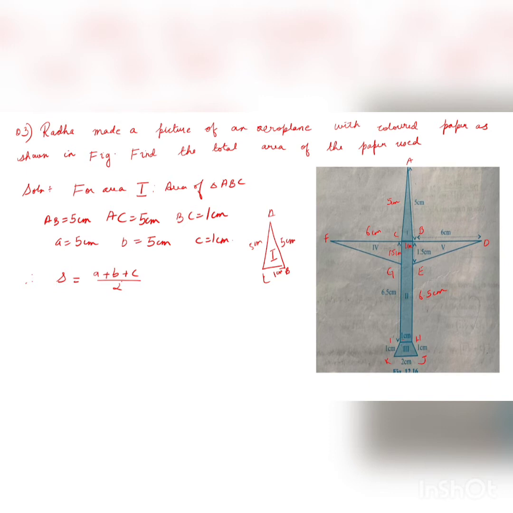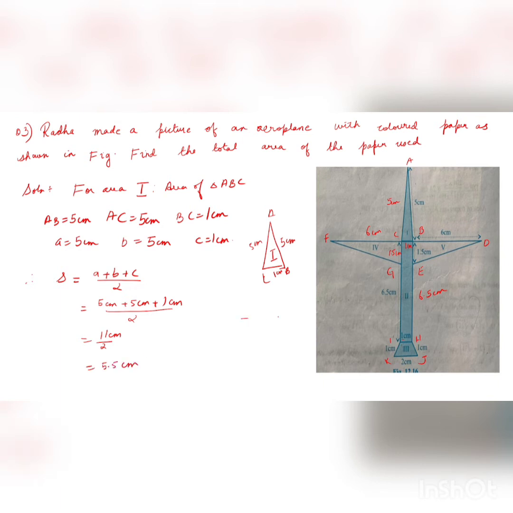What is S? S means semi-perimeter. It also means half of perimeter. Clear? We're using this formula because we do not know the height of the triangle. So we can use this formula because we know the measures of all the sides of the triangle. Clear? So you can write this as 5 centimeter plus 5 centimeter plus 1 centimeter divided by 2. That should give you 11 centimeter by 2. Now you divide this. It's 5.5 centimeter.